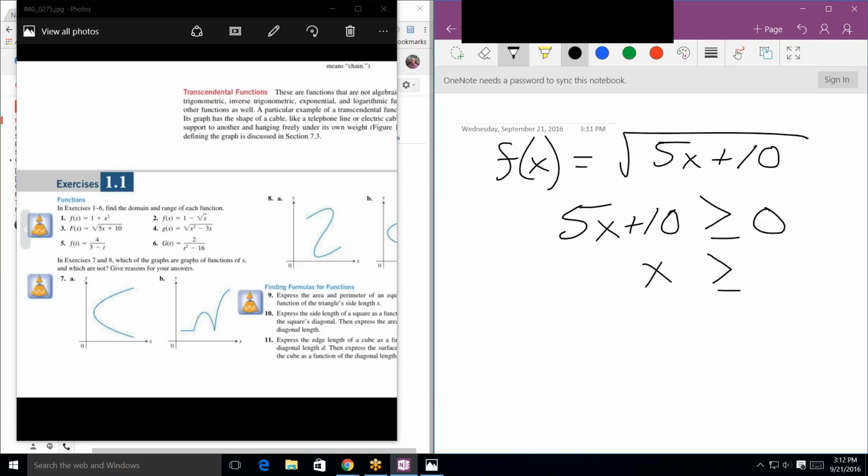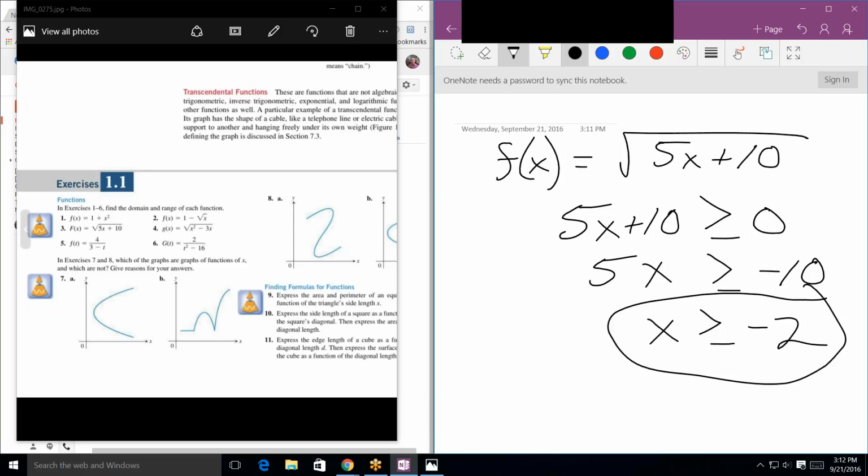-10. You've got to divide by 5 afterwards. Okay, you don't want to get the 10 on the other side? Well, you do. I was just doing it in one step instead of 2 steps. So that's the step, and then x is greater than or equal to -2. That's the domain.